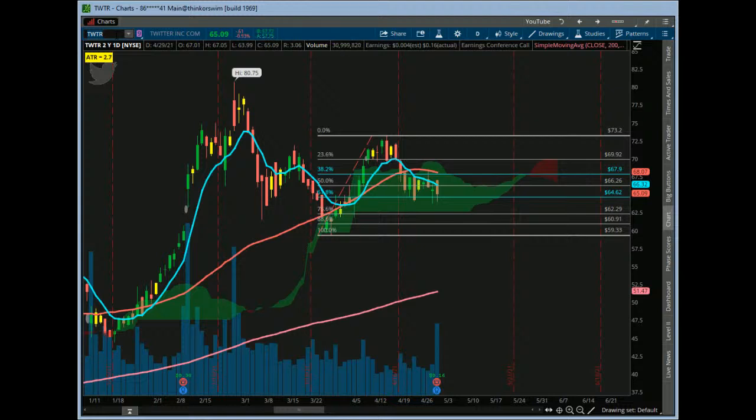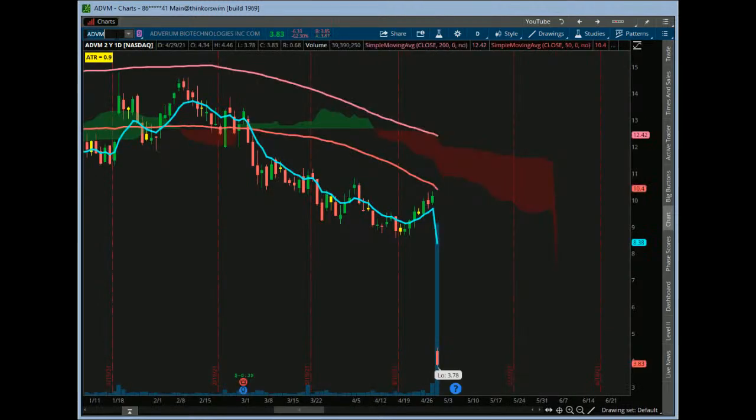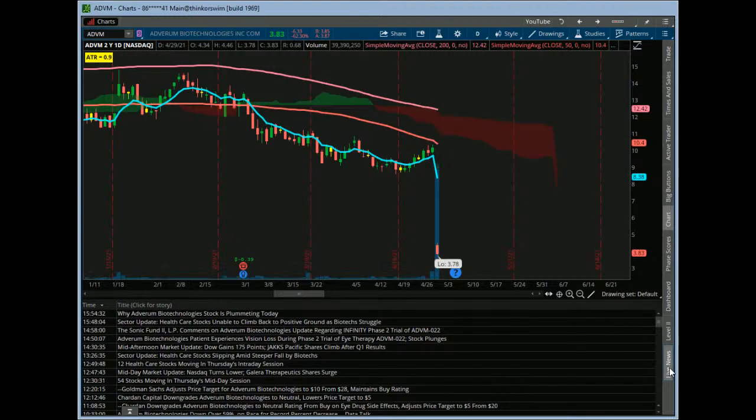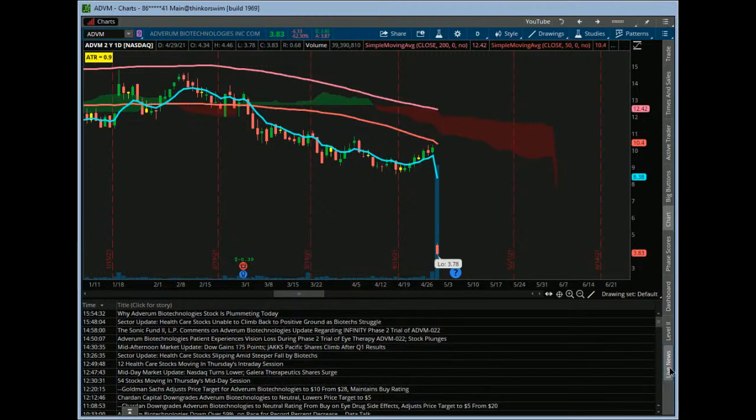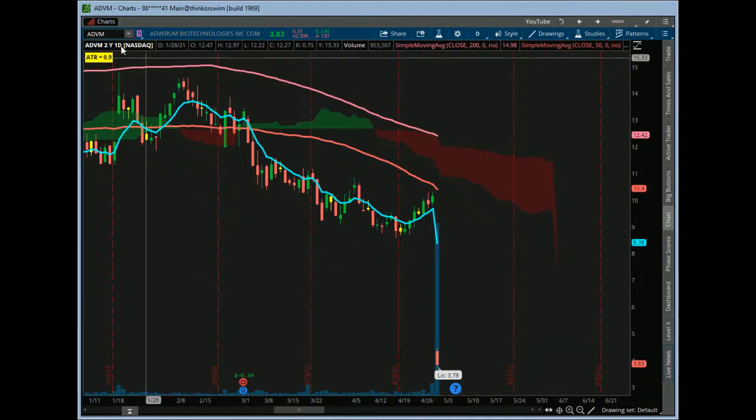So good stuff there. And say ADVM. Let's take a look. ADVM. Oh, just clobbered. What is this? Some biotech? Yeah, biotechnology. So you guys in your biotechs, amazing. Why is it plummeting? Goldman Sachs gave it a buy rating. Yeah, downgrade there. Adverse reaction. Upgraded. Yeah, that might be down for the count for a little bit right there.